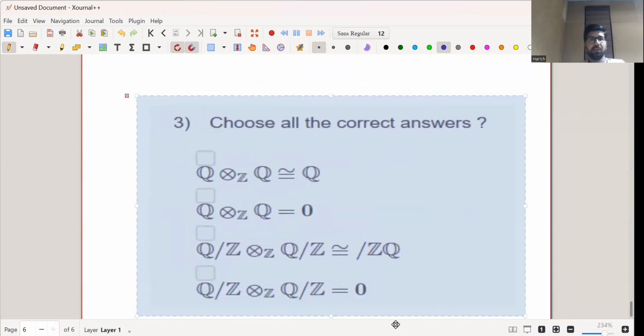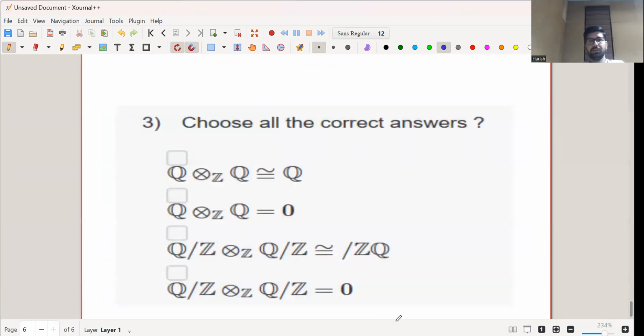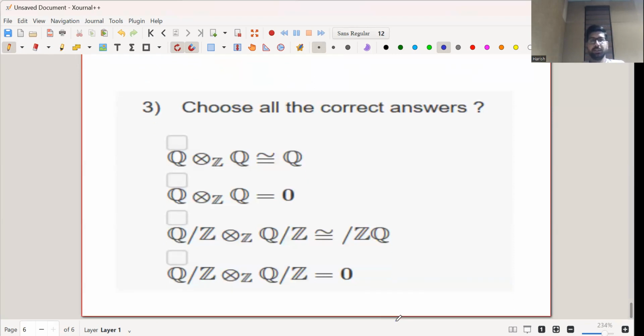So you have to choose the correct answers. Here also you have to solve two tensor products. First is Q tensor with Q over Z, and then Q modulo Z tensor with Q modulo Z over Z. Something is missing here. I think some typo is here. Let me just check it. This third option doesn't make sense, right?